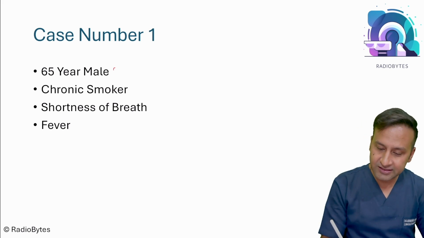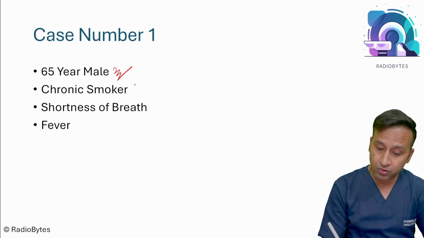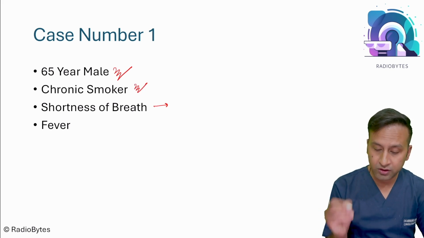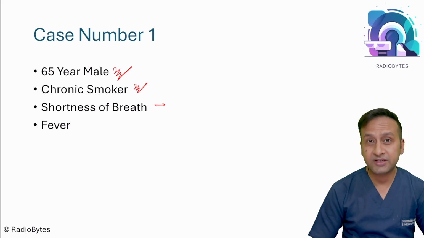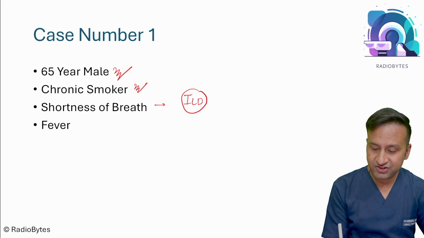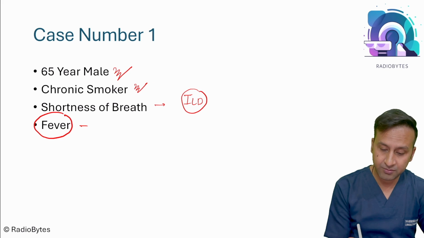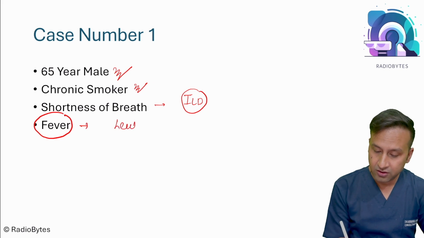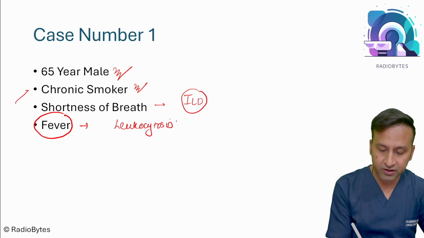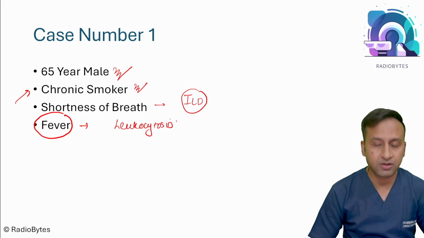Our first case is that of a 65-year-old male who's a chronic smoker who's now complaining of shortness of breath, and the pulmonologist is suspecting an ILD. But what is strange in the clinical history is this fever, and the patient is also having leukocytosis. So whenever there is an elderly male who's a chronic smoker comes to you with leukocytosis, you always think about some form of infective pathology like pyogenic pneumonia.